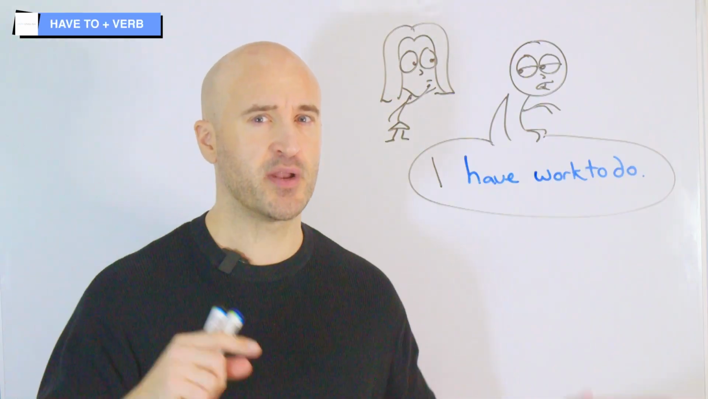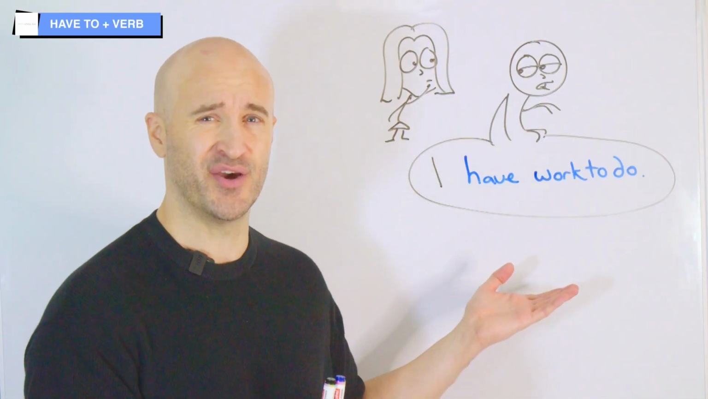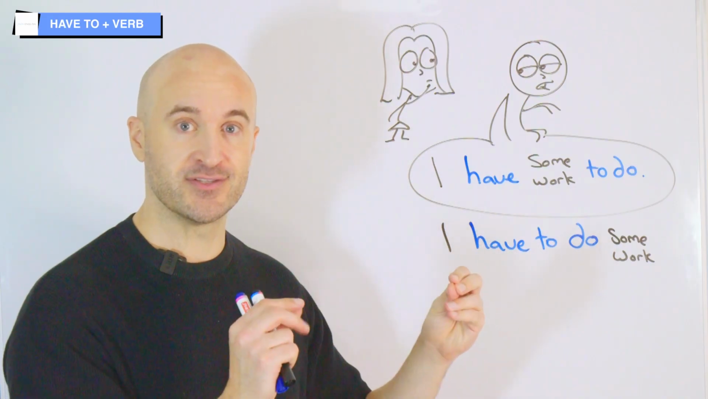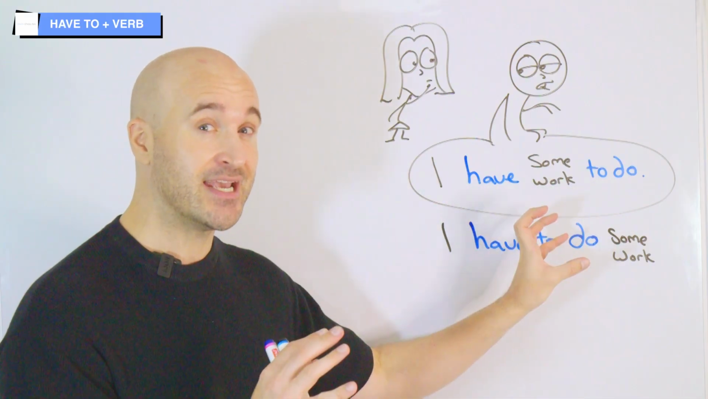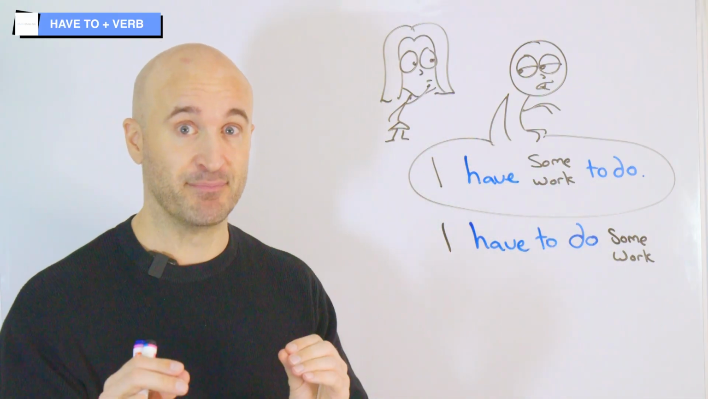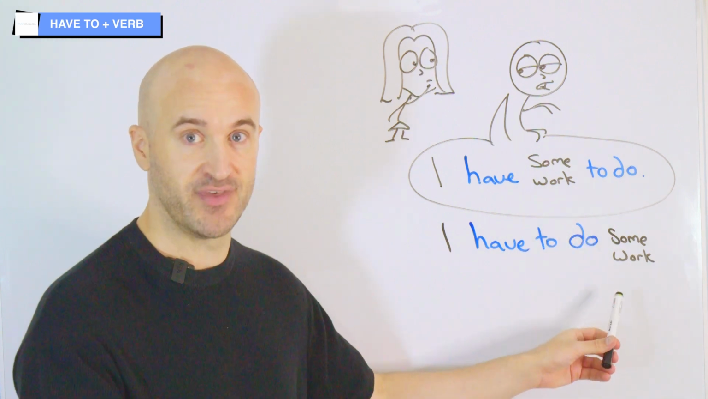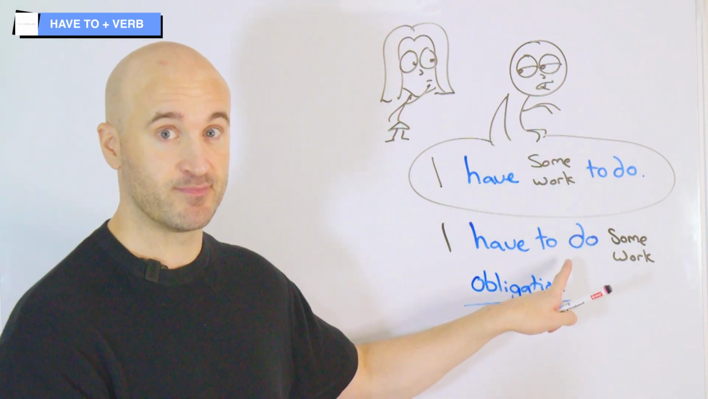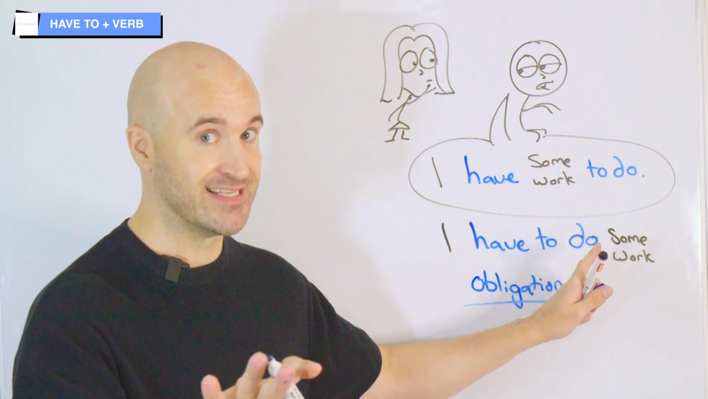Okay, have to plus a verb. This one is obvious, no? They just made a mistake, right? It's "I have to do some work." "I have some work to do." That's nothing, no? There's a small difference with the structure and the meaning between these things. They're very similar, but they're not the same. So "I have to do something." Yes, that's an obligation. I have to, verb, easy.